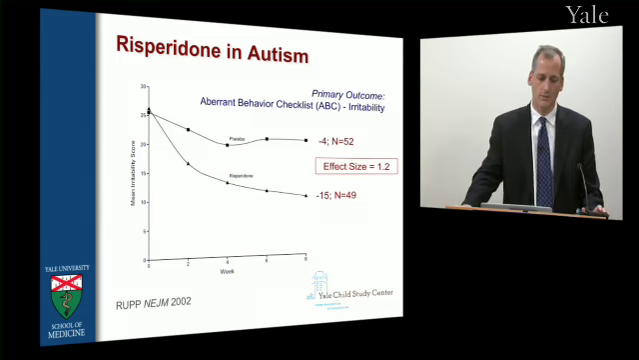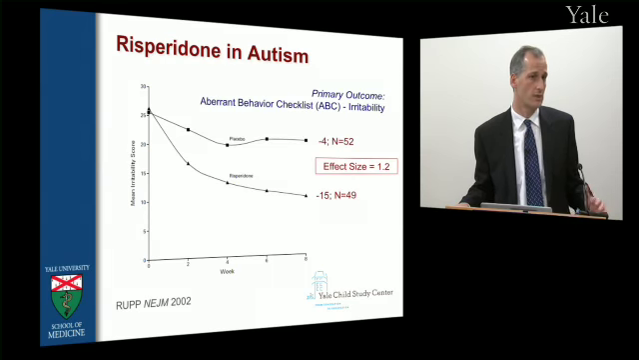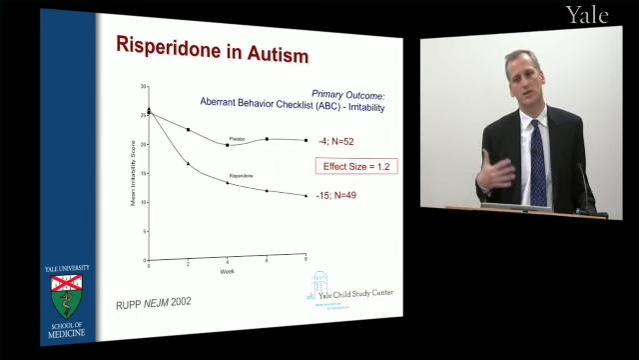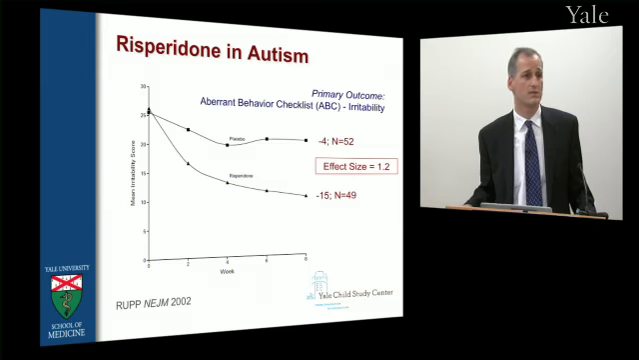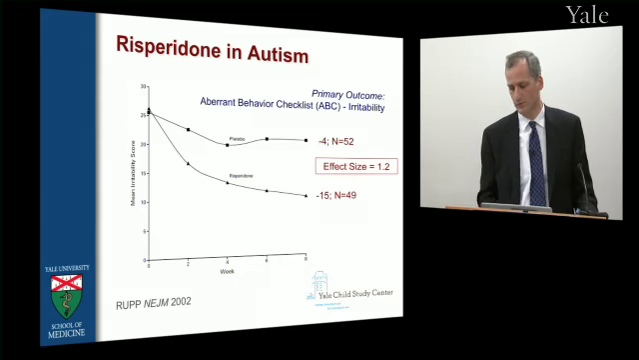So the take-home point is that risperidone was not only effective in autism to reduce these behaviors of aggression, impulsivity, and so forth, but that it was dramatically effective, making it one of the most useful medications that we have in our current armamentarium.